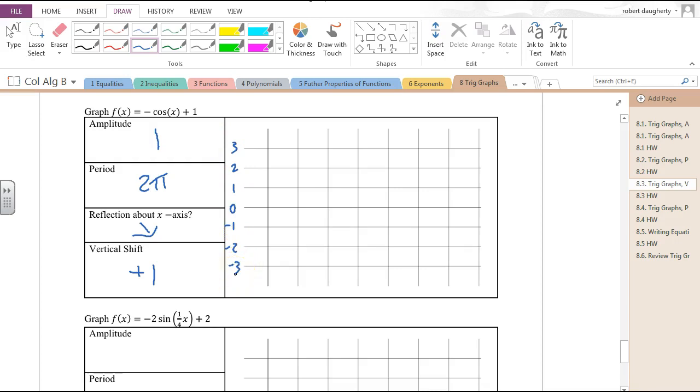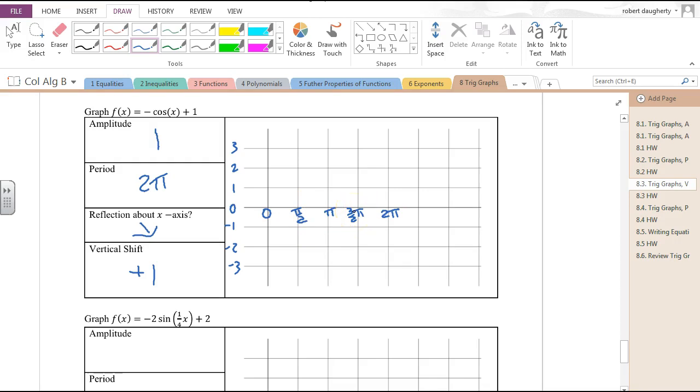The first few graphs I was starting right here. It's okay to start it here. It doesn't bunch things up. So the period is 2 pi. So we'll call this 0. 1, 2, 3, 4. That's 2 pi. That makes this pi, pi over 2, and that makes this 3/2 pi.